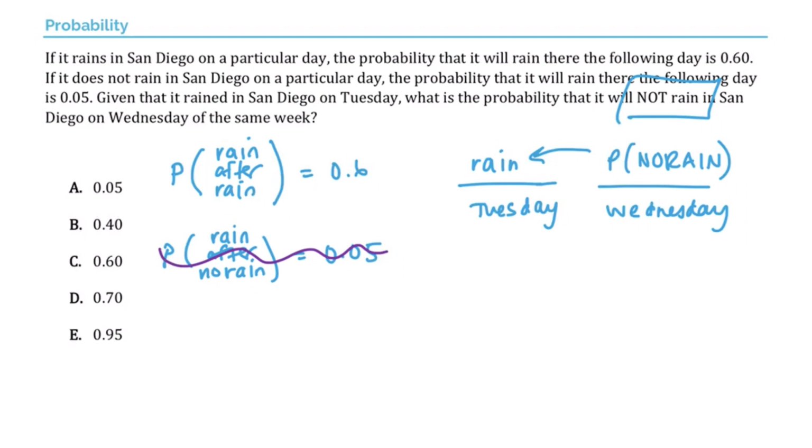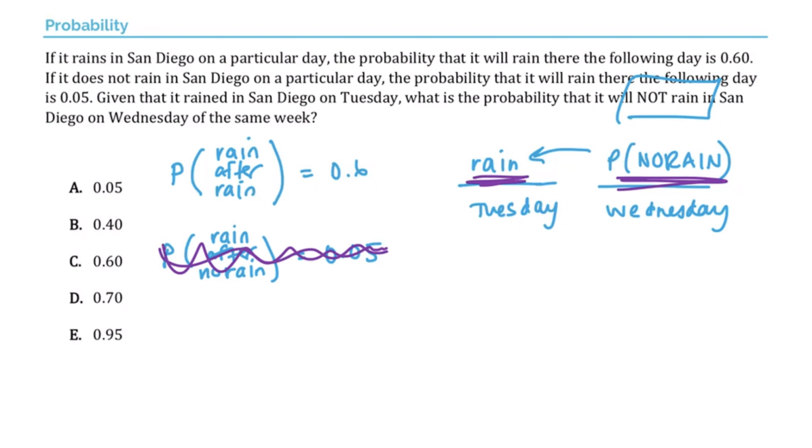The reason is that that second conditional probability that they gave to us, the probability that it rains after no rain, doesn't apply to this question, because this question is basically asking us what's the probability that it does not rain after it rains. But this probability here was the probability after it does not rain. So that's not what we're looking for. We're looking for the probability after it rains, not the probability after it doesn't rain.